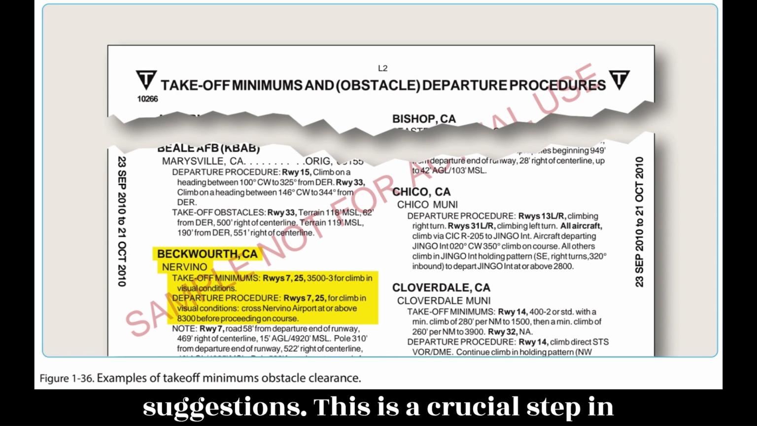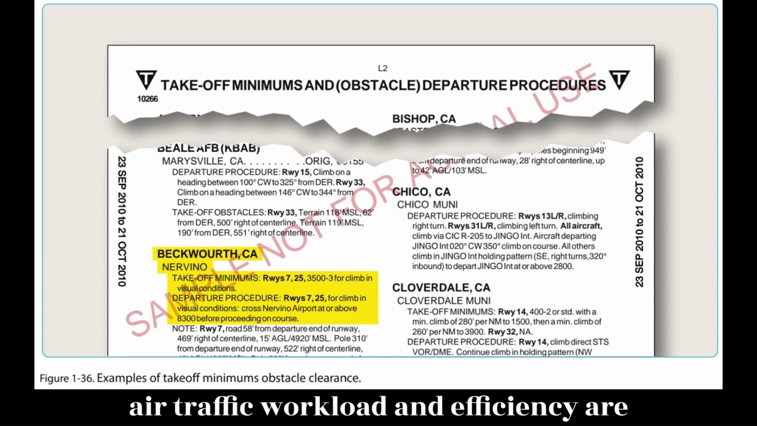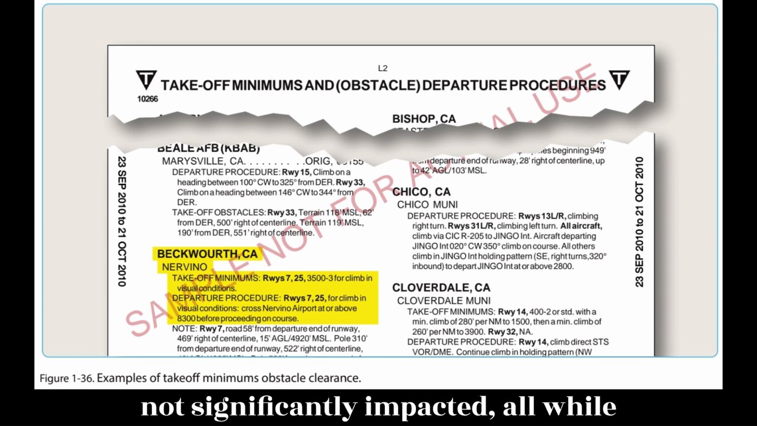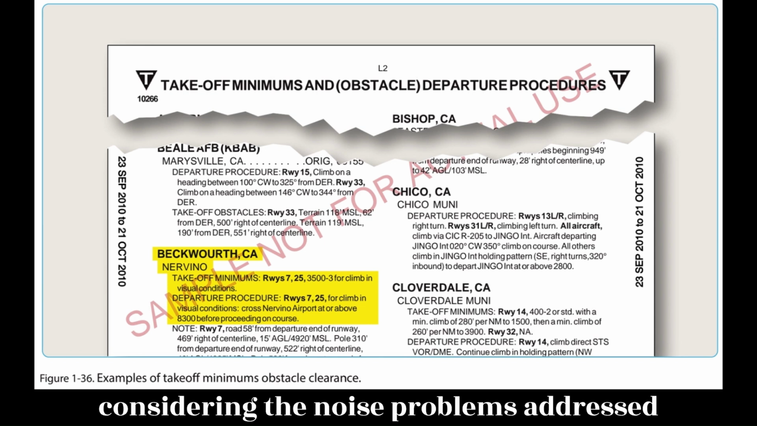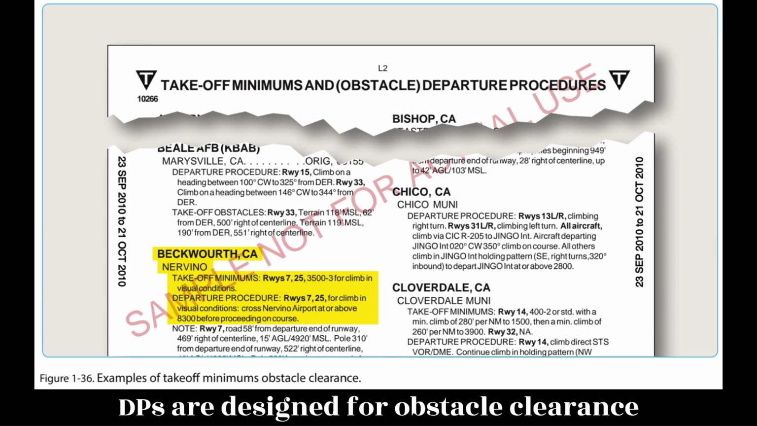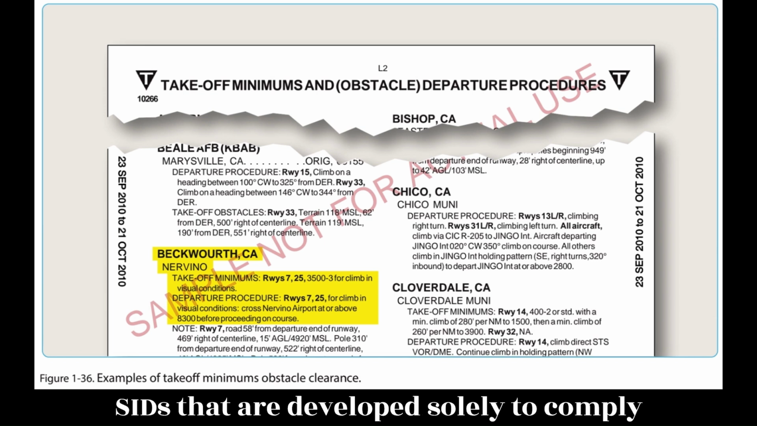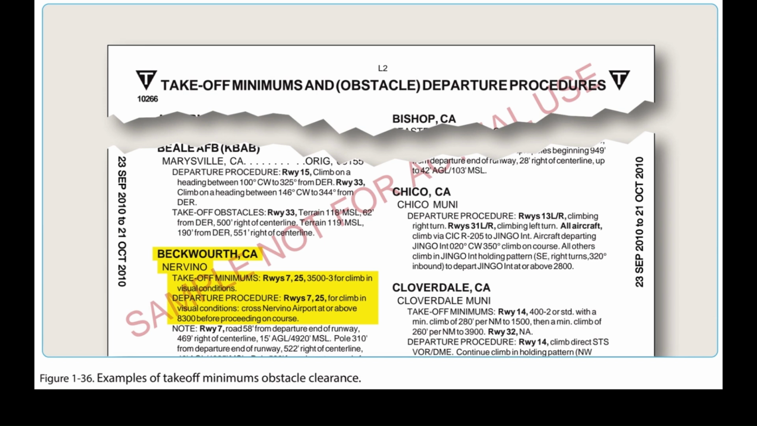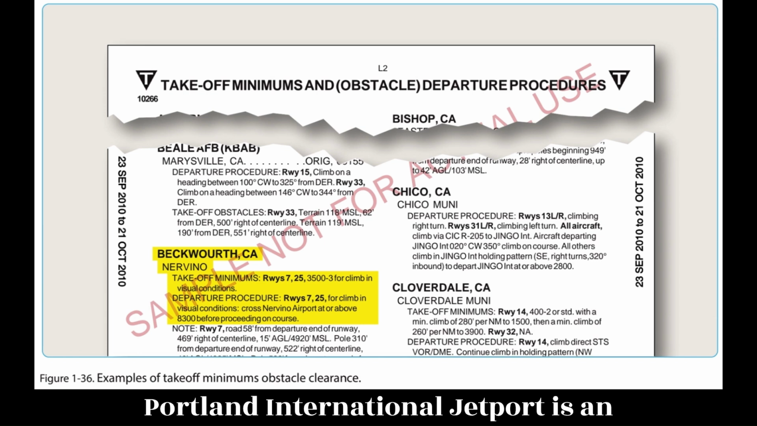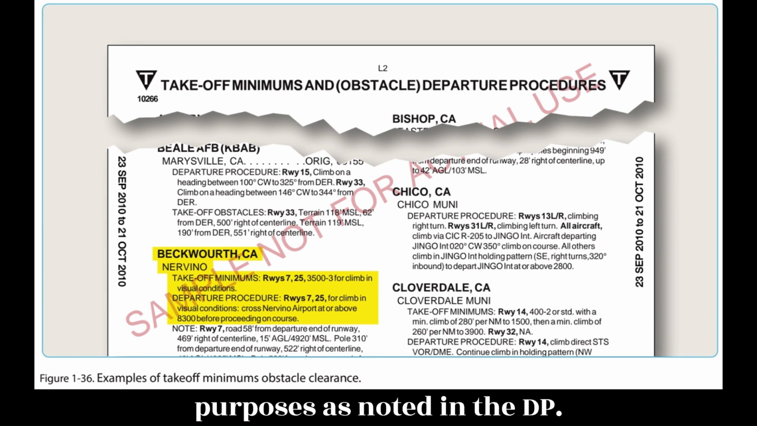This is a crucial step in ensuring that the airport is not unduly inhibited by noise requirements and that air traffic workload and efficiency are not significantly impacted, all while considering the noise problems addressed by the surrounding community. While most DPs are designed for obstacle clearance and workload reduction, there are some SIDs that are developed solely to comply with noise abatement requirements. Portland International Jetport is an example of an airport where a SID was created strictly for noise abatement purposes as noted in the DP. Figure 1-36.